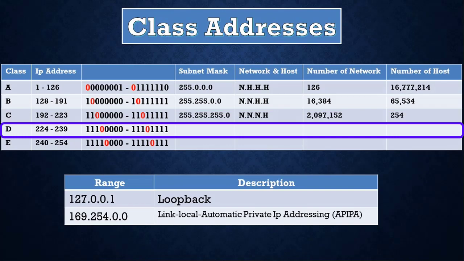Class D addresses are only used for multicasting applications. Class D is never used for regular networking operations. In this class, the first 3 bits are set to 1, and the fourth bit is set to 0. Class D addresses are 32-bit network addresses. All the values within the range are used to identify multicast groups uniquely.